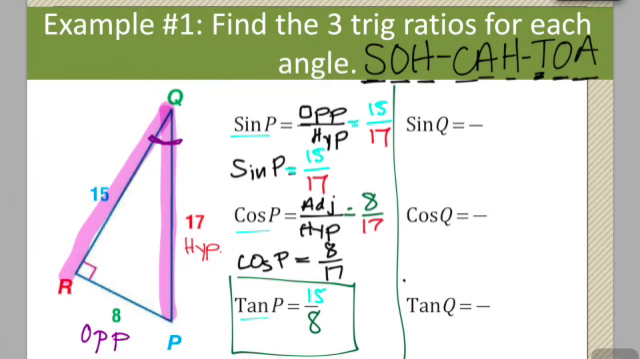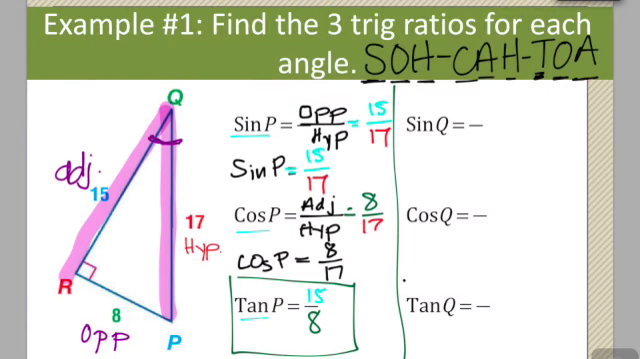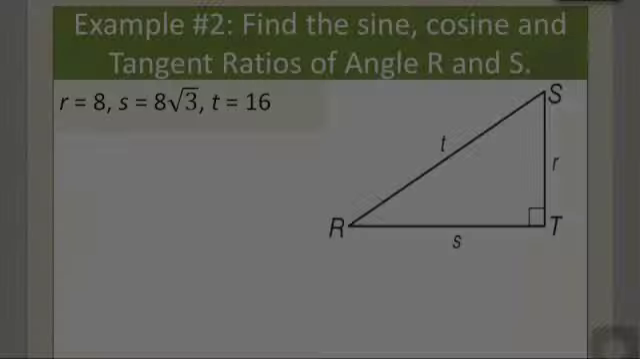8 is my opposite, and the one that's left over has to be my adjacent. So sine of Q is going to be the opposite, so 8 over the hypotenuse, which is 17. My cosine is the adjacent side, in this case 15 over 17, and my tangent of that angle is the opposite side over the hypotenuse.